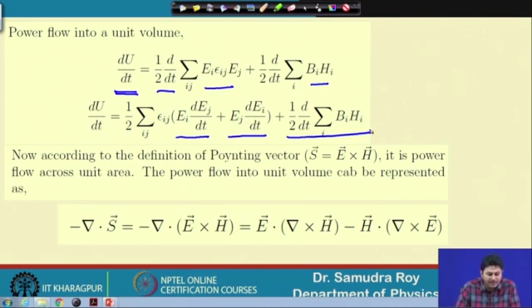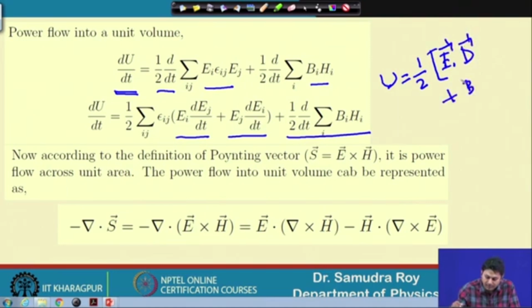Okay, so this is the amount of power flow we have when I use the energy density of the form half E dot D plus B dot H.